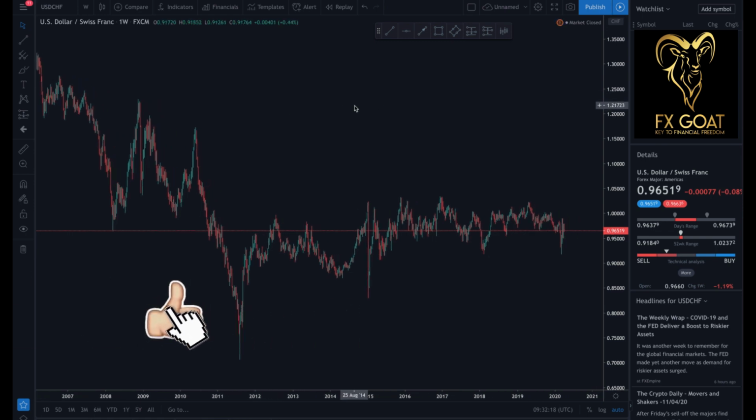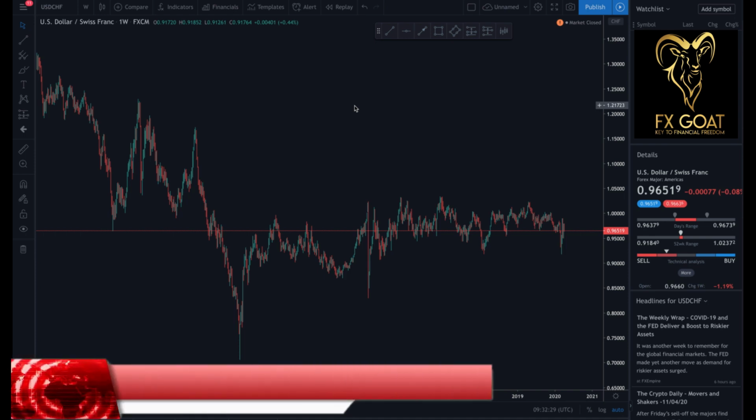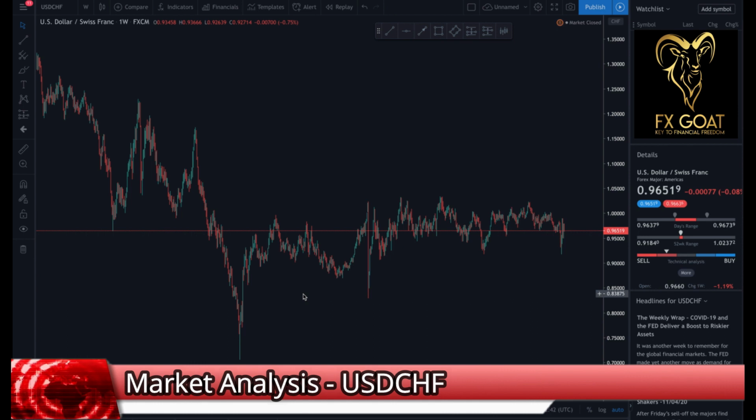You're going to see from our analysis that we always analyze from a higher time frame and go to a smaller time frame in order to identify our entry points. We use the higher time frame to know the overall direction, and we go to the smaller time frame in order to find nice entry points. So without wasting any further time, let's jump in.